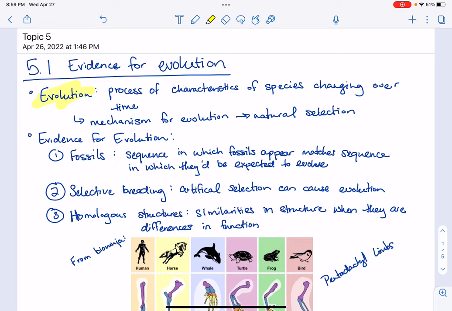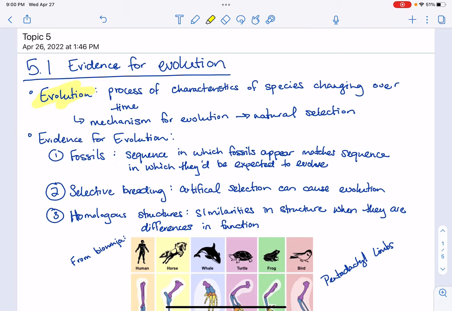One thing that is very important to make sure that you understand is that populations evolve rather than individuals. An individual like you, as a human, in your lifetime cannot evolve. But the population of humans as a whole over multiple generations can evolve. So just make sure you understand that.